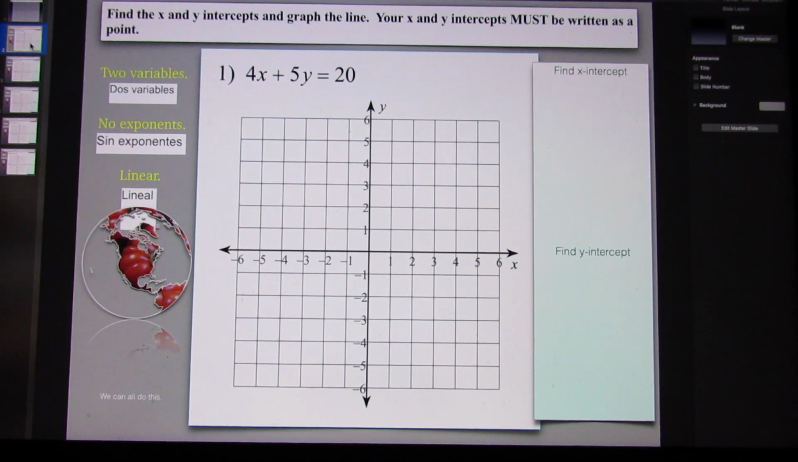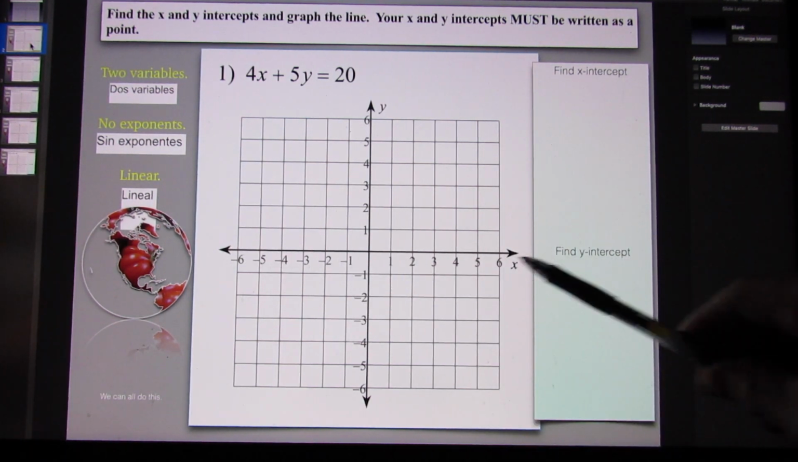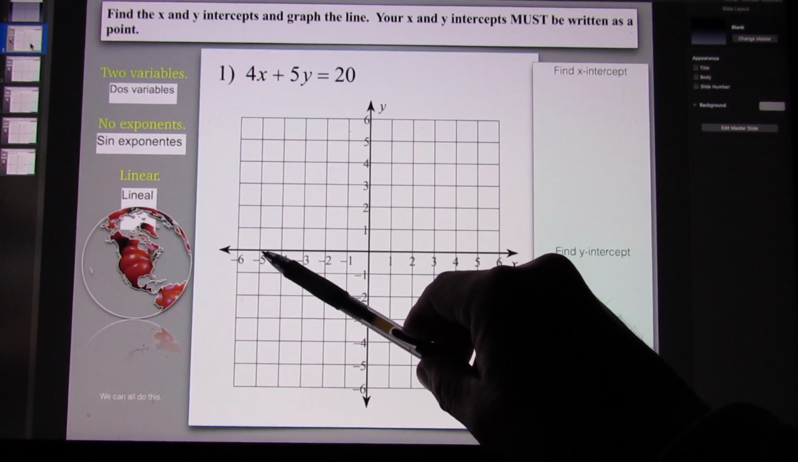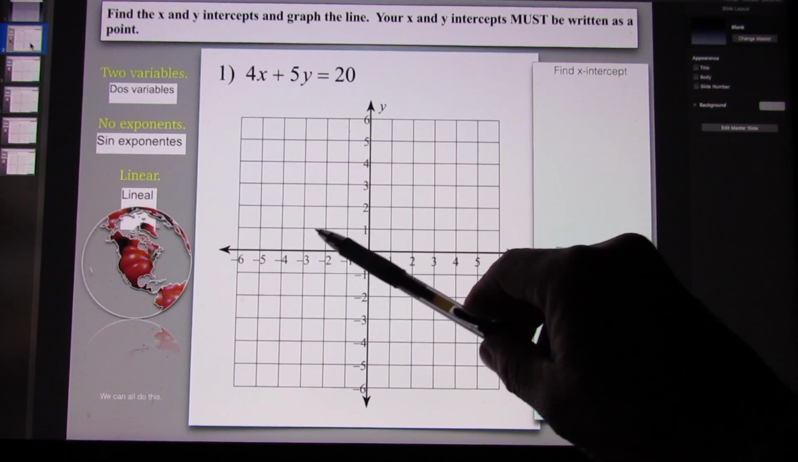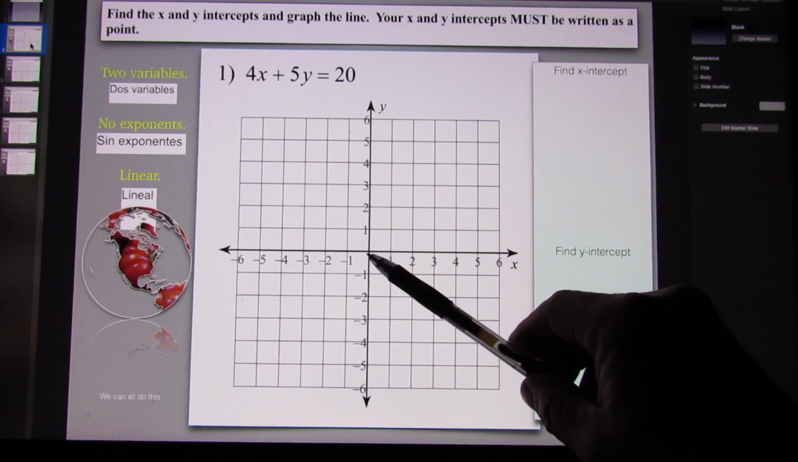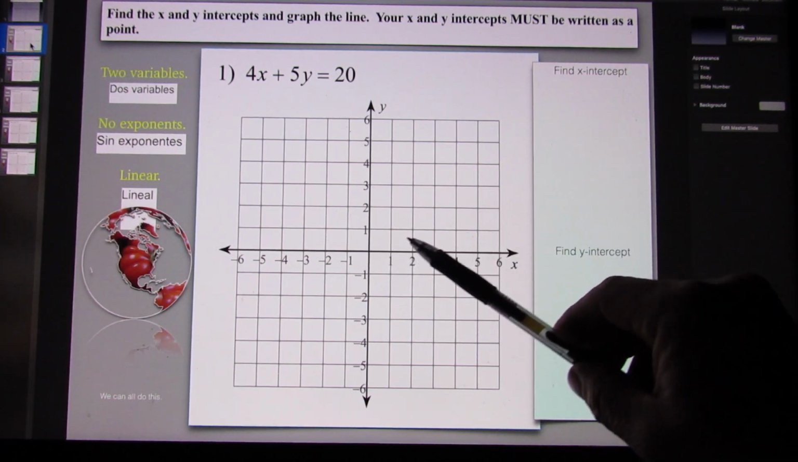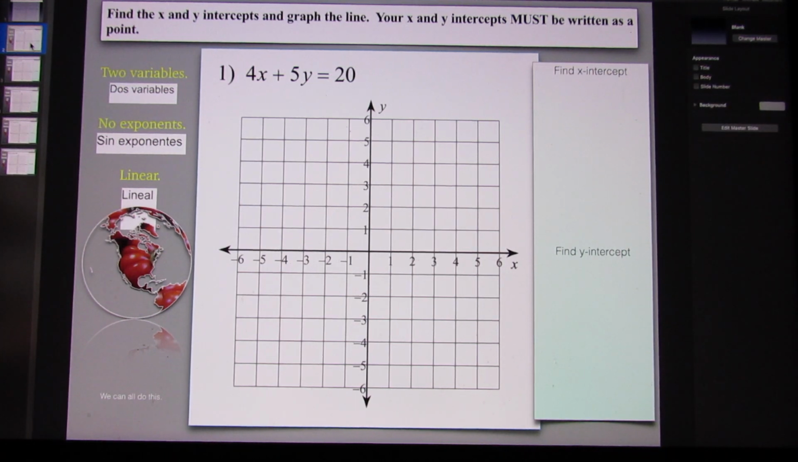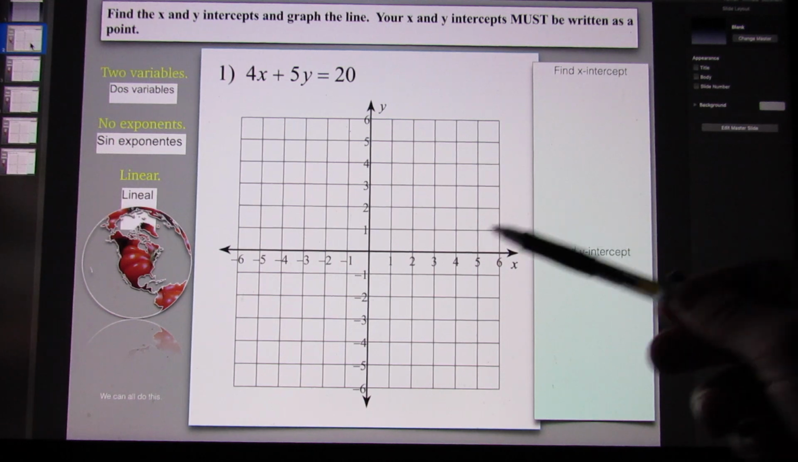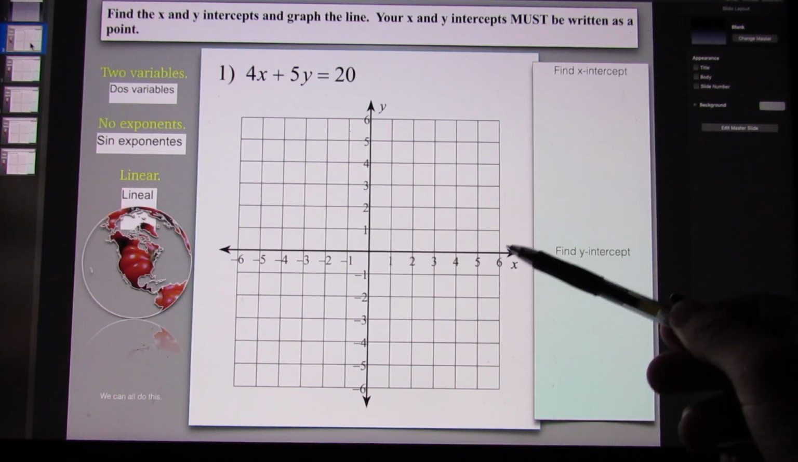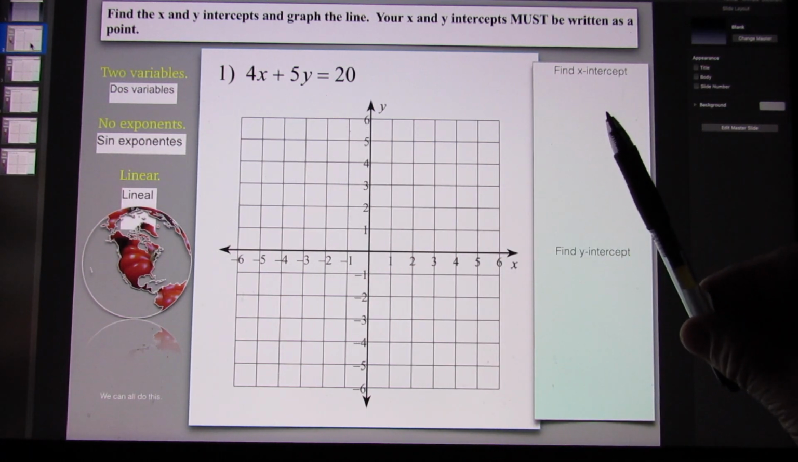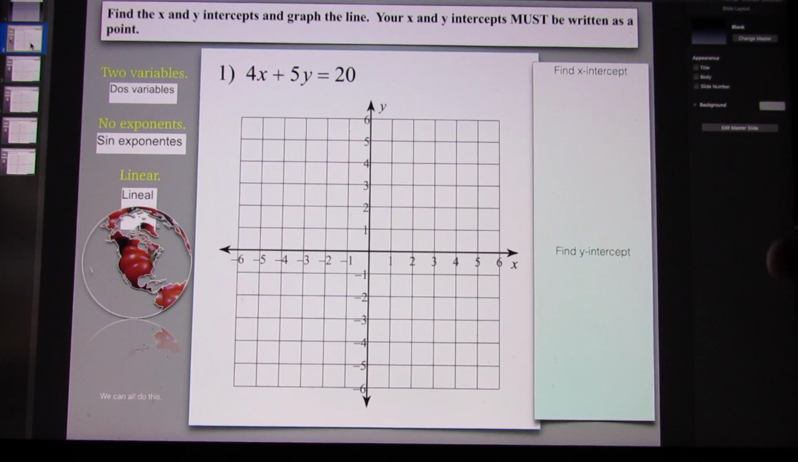Listen carefully as I read these points that are on the x-axis. -6, 0; -5, 0; -4, 0; -3, 0. The origin, 0, 0; 1, 0; 2, 0. If you're listening, every single time the y part of the coordinate is 0. 3, 0; 4, 0; 5, 0; 6, 0. So any point that crosses that axis, the y is going to be 0. So to find our x-intercept, all we have to do is put 0 in for y and solve for x.